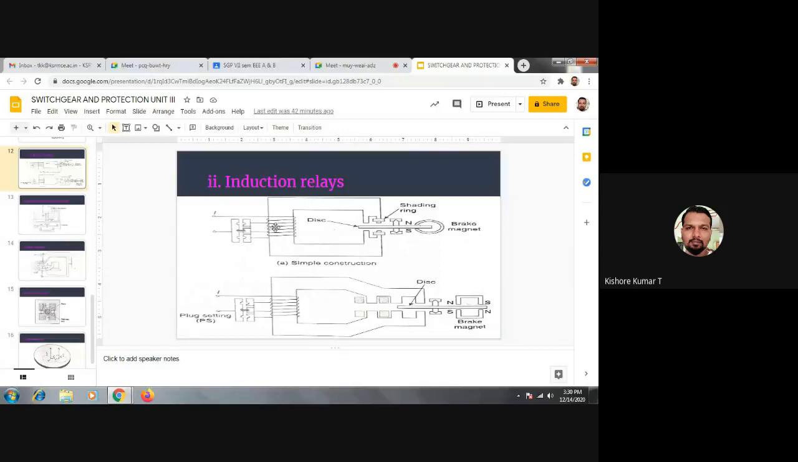So whenever this relay coil gets some current, magnetic flux is set up by the core material, which induces EMF in this disk, due to which torque develops, and the disk tends to rotate. While rotating, the movable contact is brought near to the fixed contact.